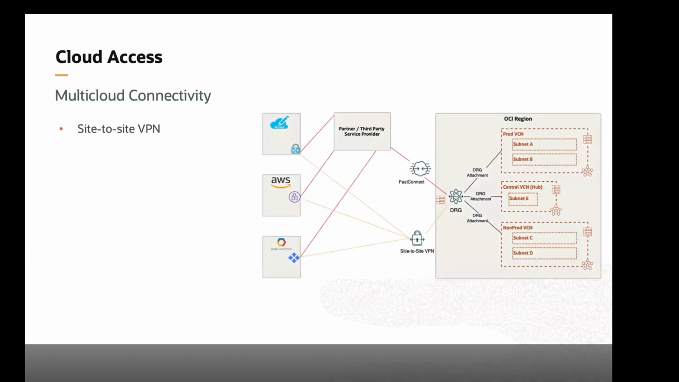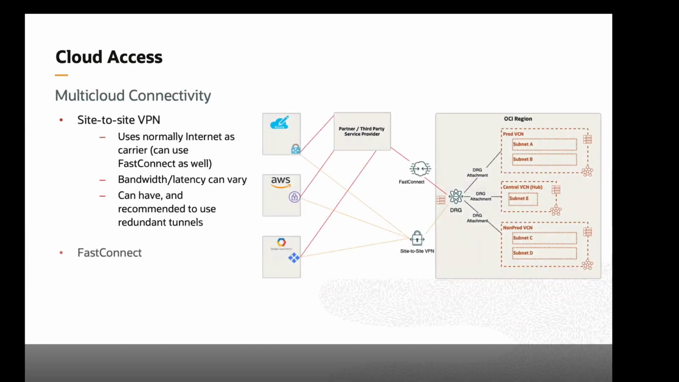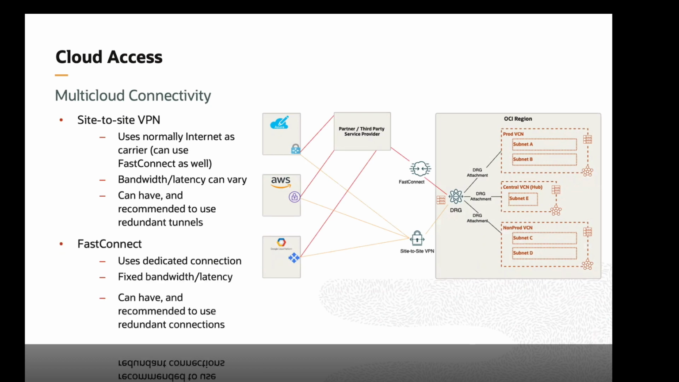For multi-cloud connectivity in OCI, we can use simple site-to-site virtual private network to connect with another cloud. These connections are generally over the internet and comes with encrypted tunnels to provide security. However, low latency and high bandwidth is difficult to achieve when using VPN connectivity.